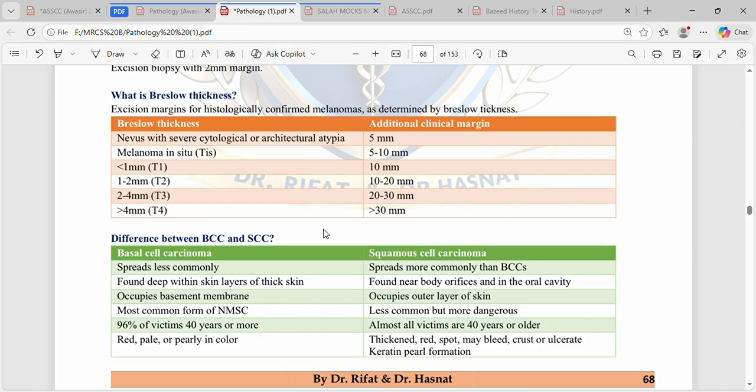Nevus with severe cytological or architectural atypia: take an additional clinical margin of 5 mm. Melanoma in situ: take 5 to 10 mm. Less than 1 mm, T1: always take 10 mm. 1 to 2 mm, T2: take 10 to 20 mm. 2 to 4 mm, T3: take 20 to 30 mm. Greater than 4 mm: greater than 30 mm excisional margin.